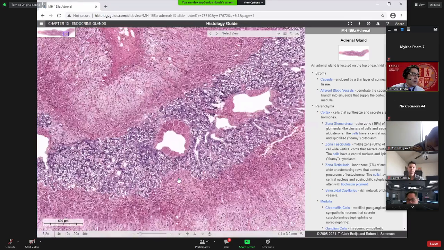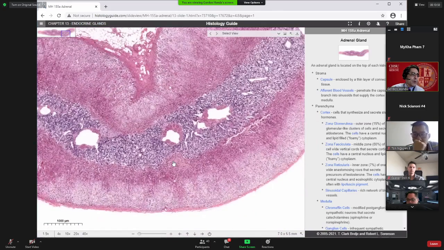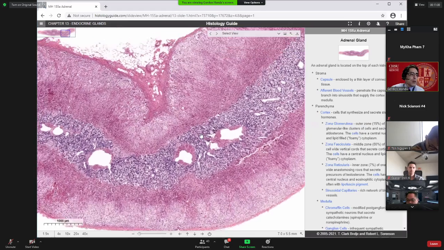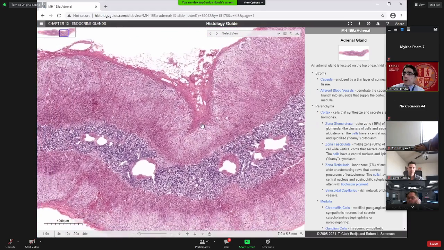Okay, so those are the major findings of the adrenal gland. Any questions? I always encourage you to come back later and kind of zoom around and get a lay of the land. I try and get all the images in your pre-read material directly from Histology Guide, so you should see similarities.